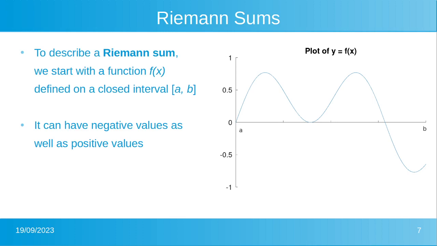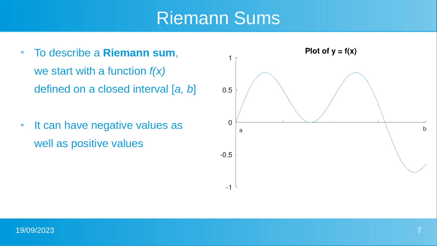So moving on to describe Riemann sums. To describe a Riemann sum, we start with a function f of x, defined on a closed interval from a to b. And if we have a look at our plot here on the right hand side of the screen, that's what we have. In this plot we've got the plot of y is equal to f of x, so that function f of x has been plotted and highlighted in blue, and f of x has been plotted from x is equal to a to x is equal to b on that interval.